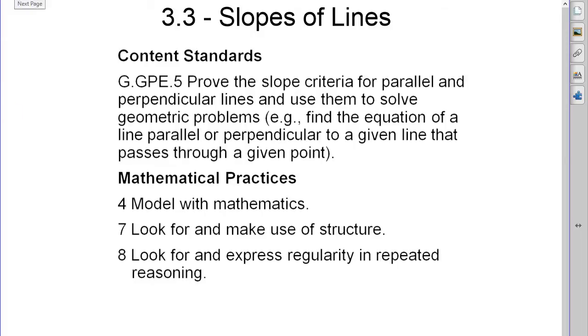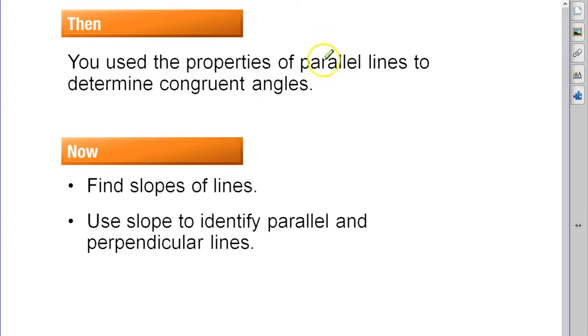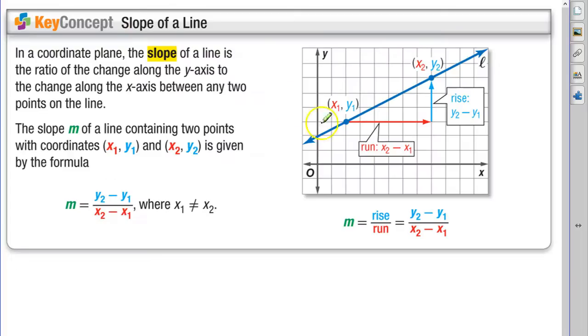So it says slopes of lines. We've talked about parallel lines. Now we're going to talk about slope and how to identify parallel and perpendicular lines through slope. So the first thing you have to remember is the slope formula. Slope as a definition: the definition of slope is the ratio of rise to run.